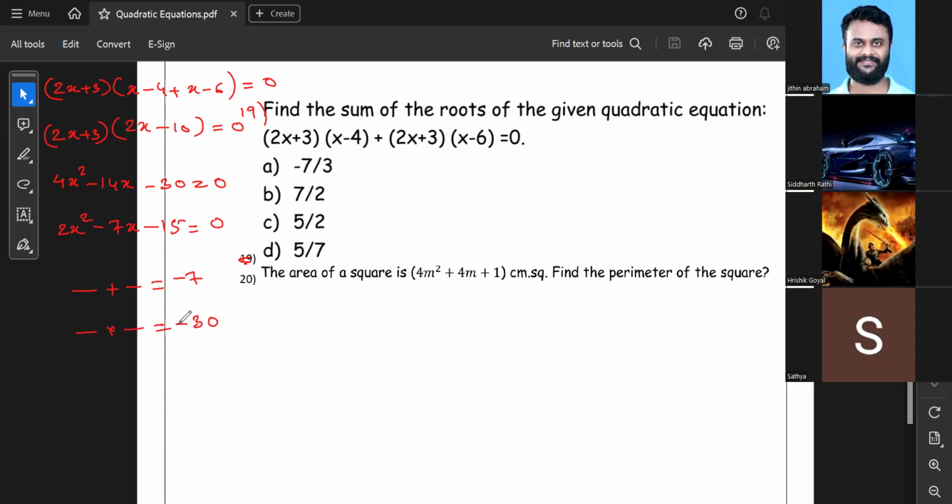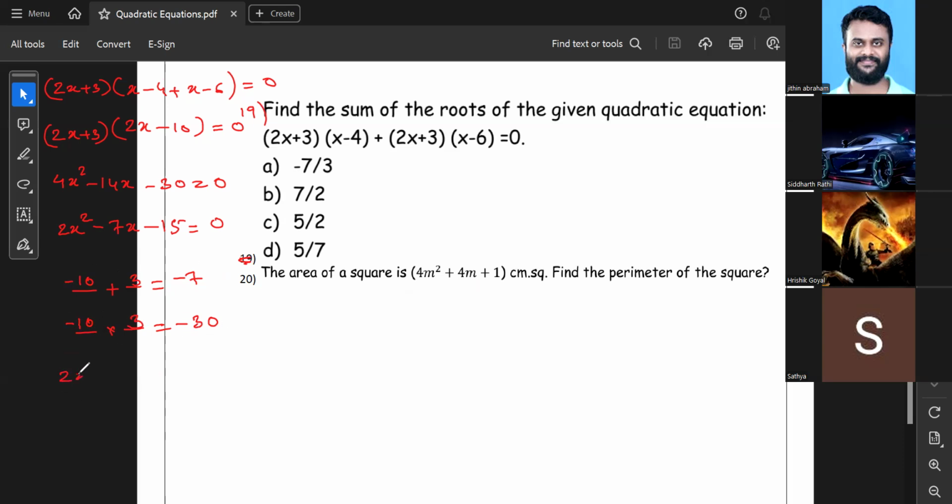Minus 30 means one number should be positive and the other one should be negative. So which means there should be a subtraction. So 10 minus 3 is a logic which we can use. Since the addition answer is negative, I'll say minus 10 plus 3. So minus 10 multiplied by 3 also gives you minus 30. So these are the roots.